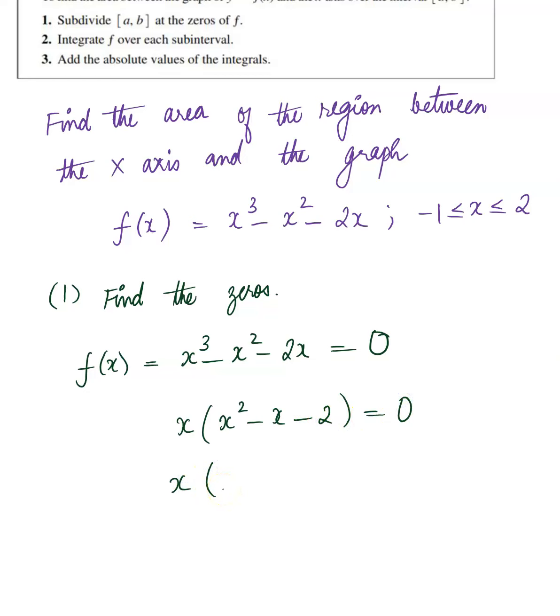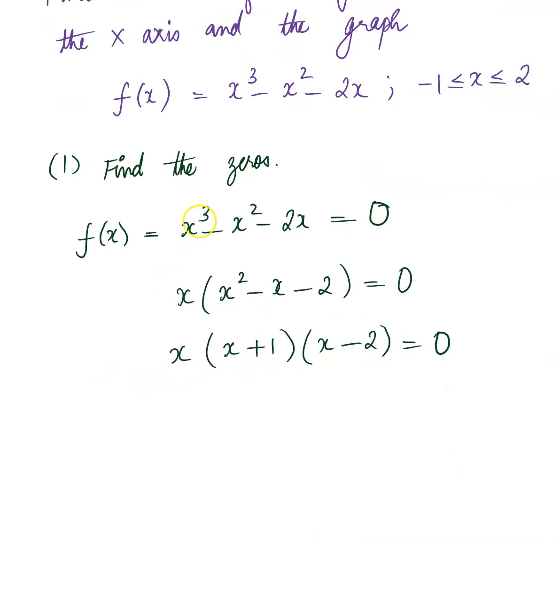You can pause the video and do the factorization yourself. There should be a minus. So you've got these 3. You have the degree as 3, so you should have 3 x values. So the 3 zeros are 0, negative 1, and 2.